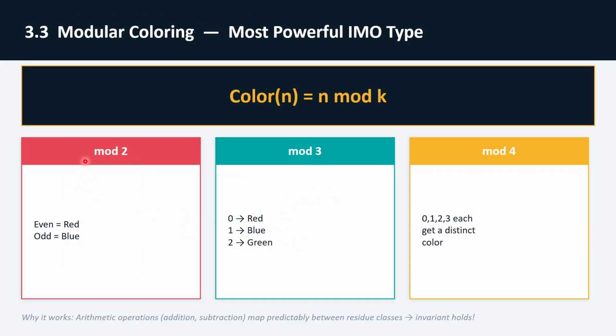Now, mod 2: if even it's red, if odd it's blue. In mod 3, if 0 it's red, just like even means mod 2 will be 0, and blue like odd, mod 2 will be 1, and 2 means green. Just distinct colors for those. This is just a formula for conceptual exams, just logic: color of n equals n mod k.